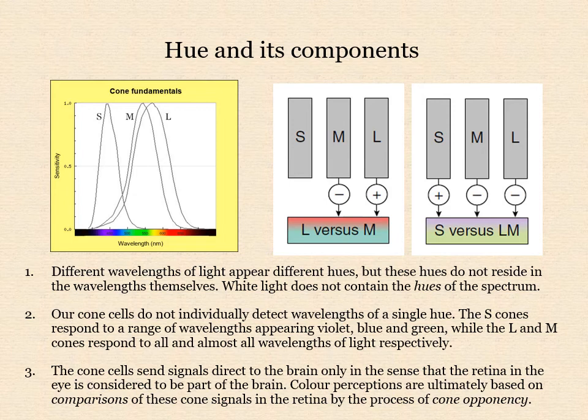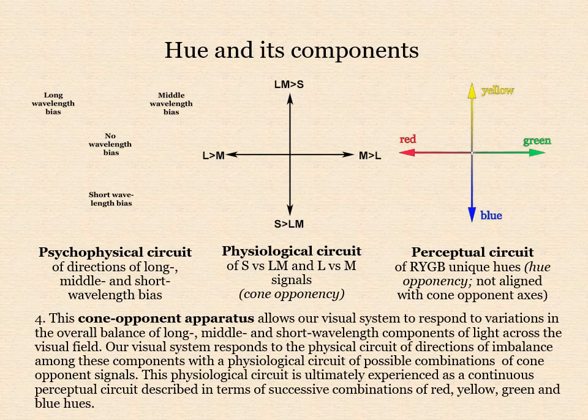Third, the cone cells send signals direct to the brain only in the sense that the retina in the eye is considered to be part of the brain. Color perceptions are ultimately based on comparisons of these cone signals beginning in the retina by the process of cone opponency. Fourth, the cone opponent apparatus allows our visual system to respond to variations in the balance of long, middle, and short wavelength components of light across the visual field. Our visual system responds to the physical circuit of directions of imbalance among these components with a physiological circuit of possible combinations of S versus LM and L versus M cone opponent signals. This physiological circuit is ultimately experienced as a continuous perceptual circuit described in terms of successive combinations of red, yellow, green, and blue hues.